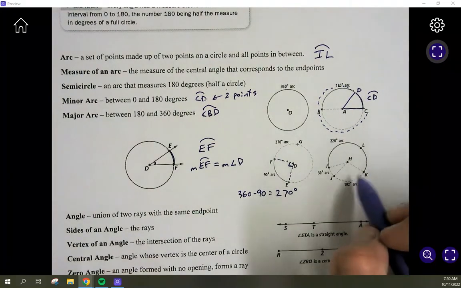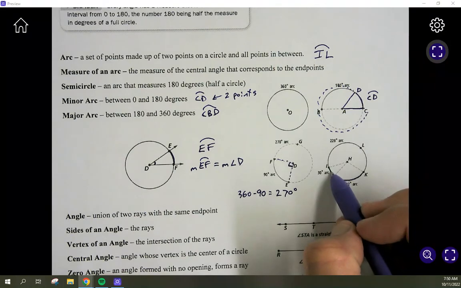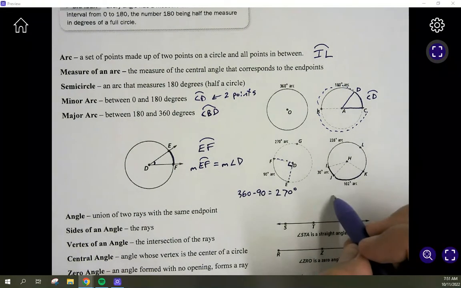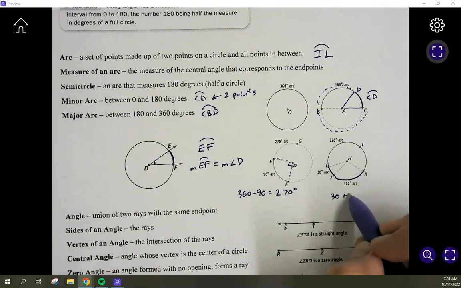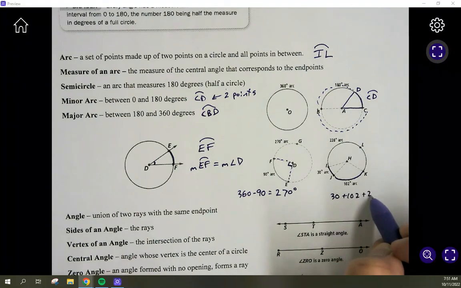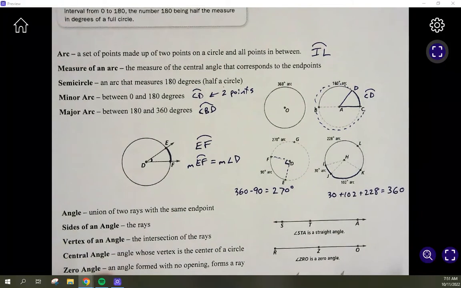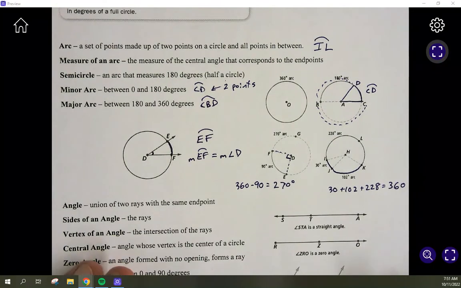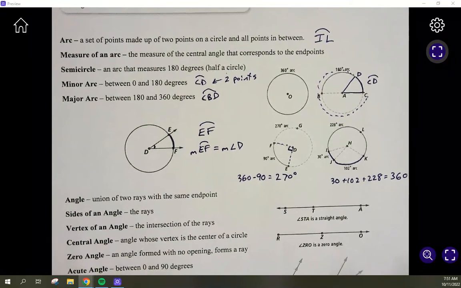If you add up all of the arcs that complete a circle, it has to come out to 360 degrees. So if I added the 102 and the 30 and the 228, they would all add up to 360. 30 plus 102 plus 228 is going to equal 360 degrees. So all of the arcs all the way around, it's kind of like a big puzzle pizza. You have to add them all up to 360.